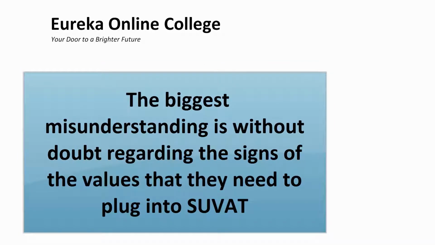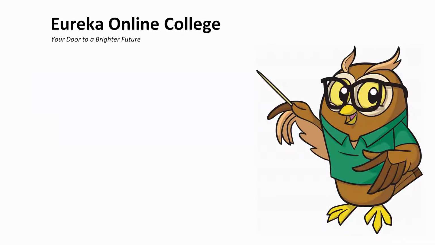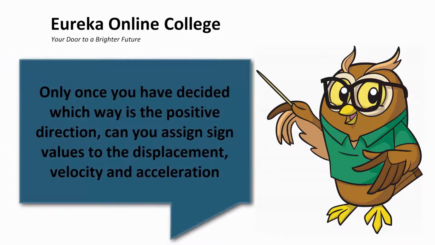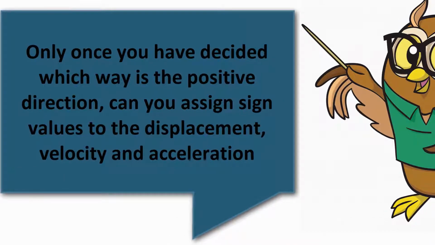The biggest misunderstanding is without doubt regarding the signs of the values that they need to plug into the SUVAT equations. This tends to occur because the student has ignored the wise advice from their teacher to construct a good diagram that clearly states which direction is positive. Only once you have decided which way is the positive direction can you assign sign values, positives and negatives, to the displacement, velocity and acceleration of the particle.